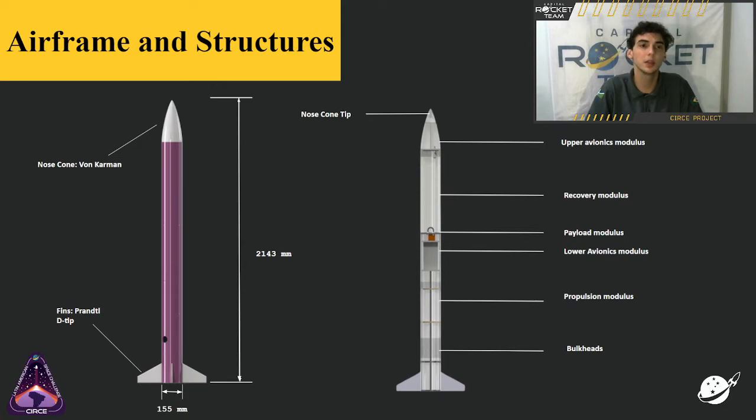Our rocket is made out of fiberglass and aluminum spars, and all of the components that we talk about in this video are presented here in its final position in the rocket. We can also talk about the nose cone, which has a von Karman shape, and our fins, which have an airfoil in the shape of a pointed D-tip. Our rocket is 2.1 meters long and 15 centimeters in diameter.